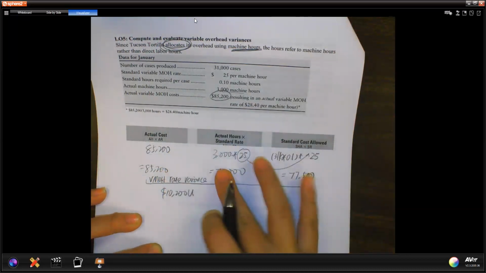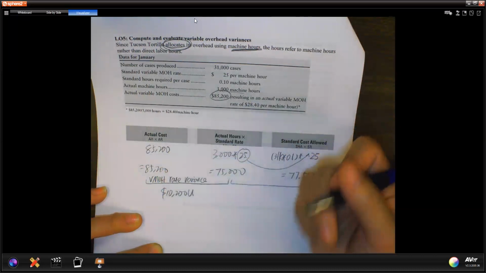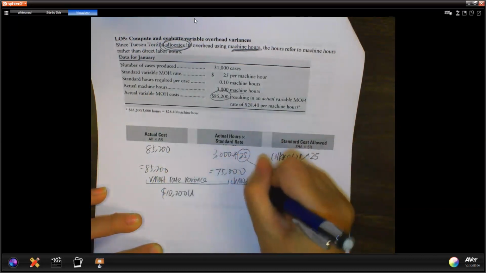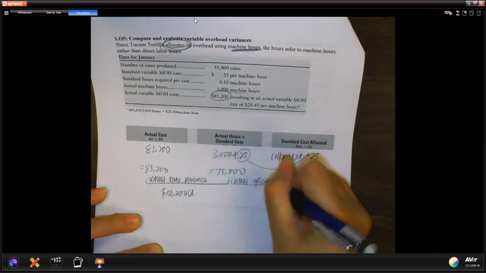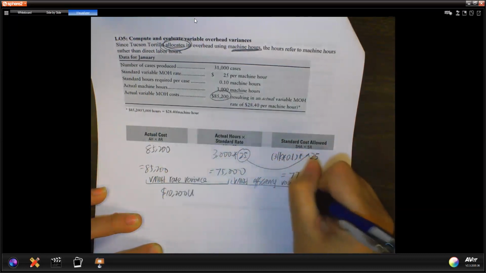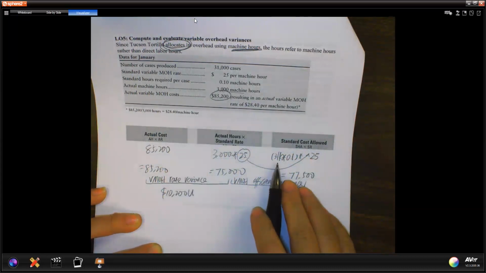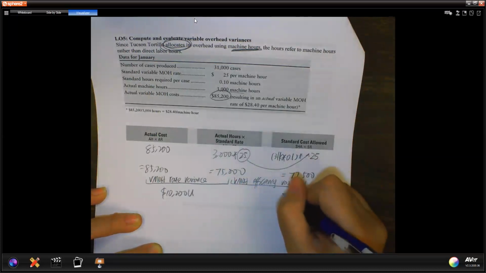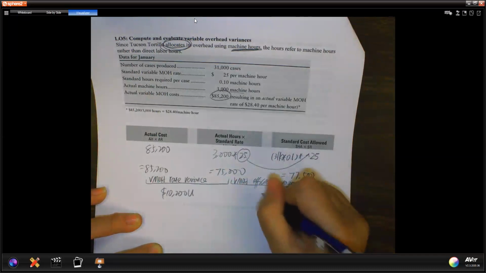The second column, the third column is also efficiency, but we don't call it just that. We have to say variable manufacturing overhead efficiency variance. You thought you would use 3.1 thousand machine hours, but you actually only used 3,000, so you are more efficient than you thought. So you definitely will have a favorable here, which is 2,500 favorable.